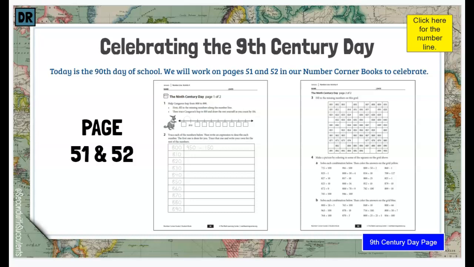Today is the 90th day of school. Remember, we're counting our days as groups of 10 hours. Today is our 90th day of school, so we've collected 90 groups of 10 hours. Before we talk about how we will celebrate our 9th Century Day, let's have a look at our number line.